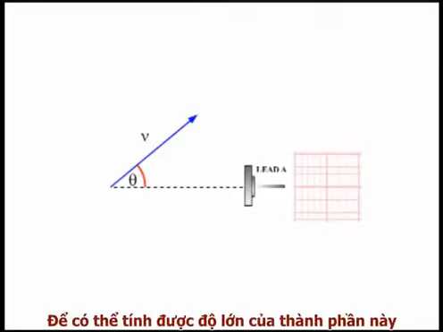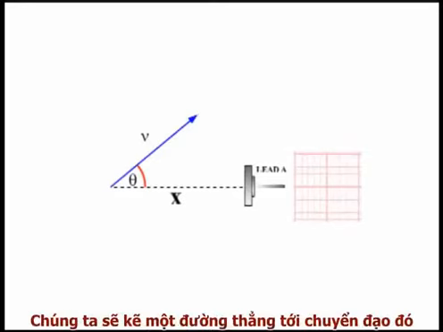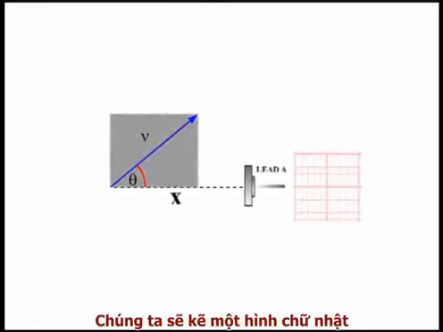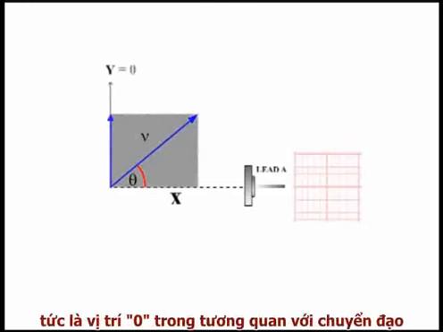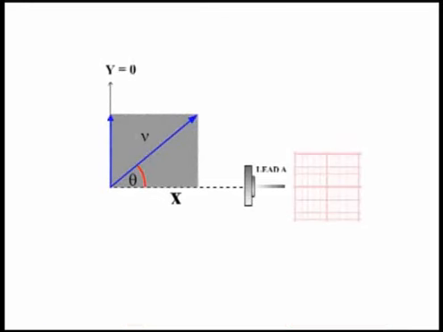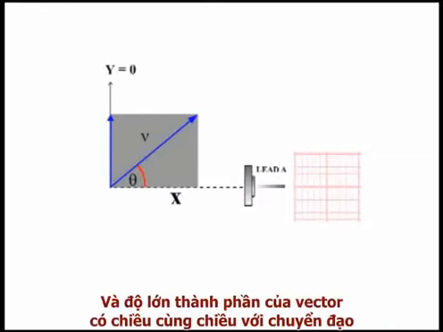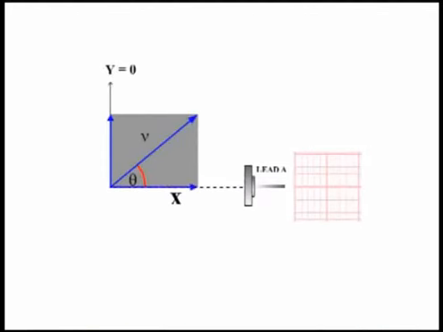To calculate this, we let the direct line to the lead define the x-axis. Using the parallelogram rule, if we draw the parallelogram as a rectangle, this sets the component on the y-axis at 0 relative to the lead. The reason for this will be obvious shortly, and gives us the maximum possible length of the component vector traveling directly towards the lead.